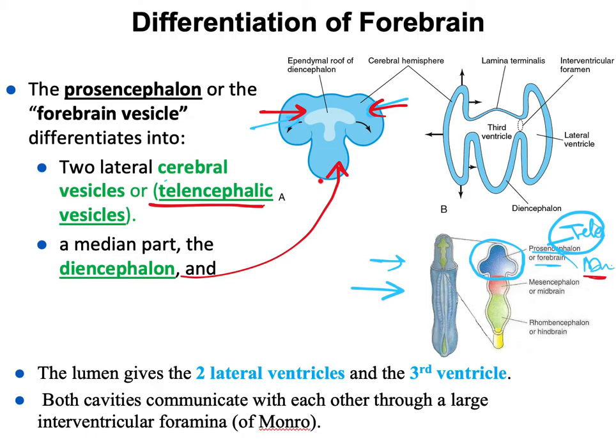Now, what about the cavities? I'm reiterating the cavities. Here are the cerebral hemispheres, and you know the lateral ventricles there. And you know the diencephalon is between the two cerebral hemispheres, and there is a third ventricle, if you remember from the lecture on gross anatomy of the brain. So the two lateral ventricles communicate with the third ventricle through foramina, known as the interventricular foramina or foramina of Monro, named after the scientist who discovered them. So this is just an introduction.